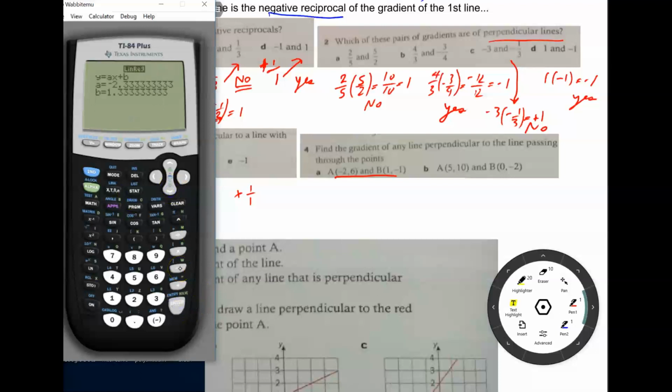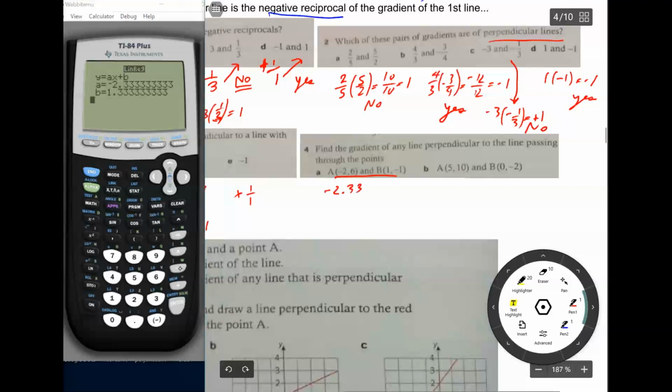And then our slope turns out to be -2.33. It's our A value. Y equals AX plus B. Remember, Y equals MX plus C. So the M is the slope. A is the slope here. So my slope turns out to be -2.33. And if I would like to find the gradient that is perpendicular to that gradient, I would find the negative reciprocal of that, -1 over M. So it would be -1 over -2.33. So that would be +1 over 2.33.